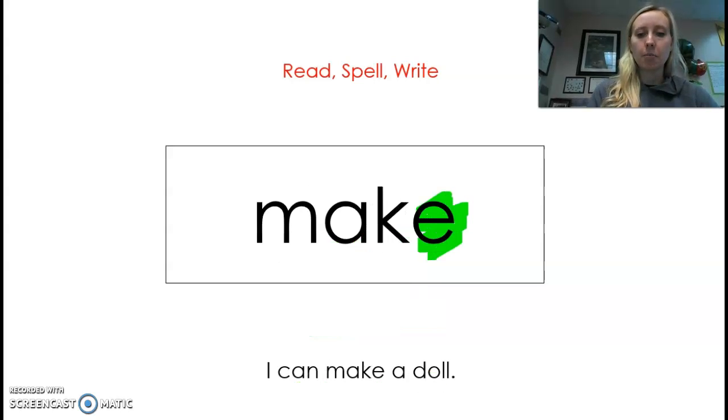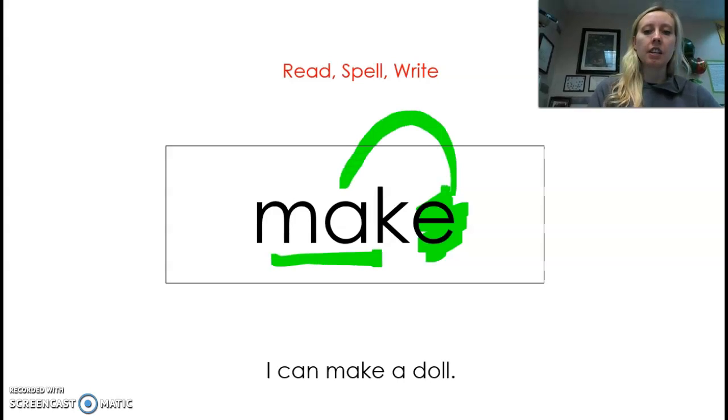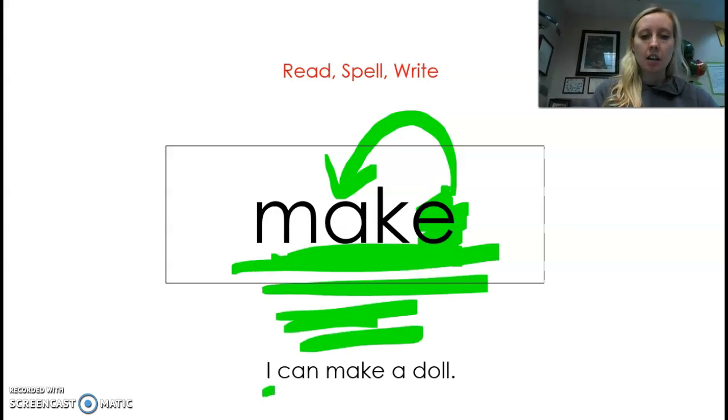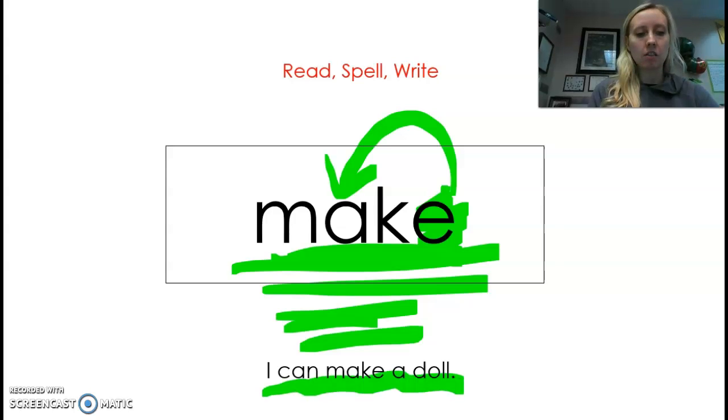So if I cover up this E, that would be Mac. But when I have the E, it tickles the A to say its own name. A, make. So this word is make. 5 times. Make, make, make, make, make. I can make a doll.